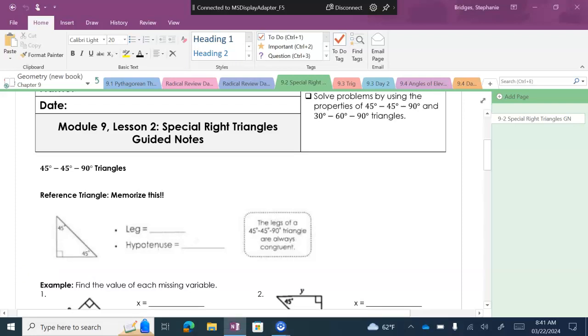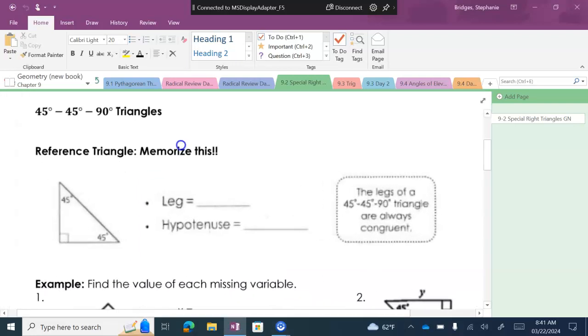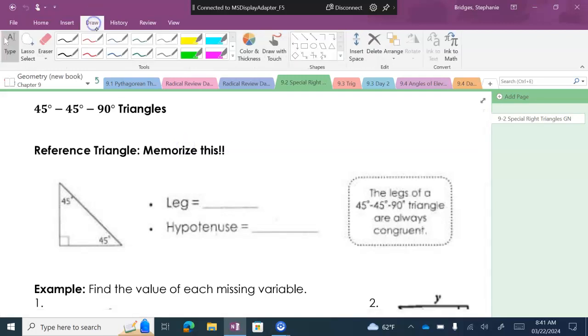If you look, the 45, 45, 90 is the very first one that we are going to start with. And that is an isosceles right triangle. So one of your angles is a right angle, 90 degrees, and then the other two angles are 45 degrees. Which means my two legs, the two that form the right angle, are going to be congruent, and then your hypotenuse is a different length.